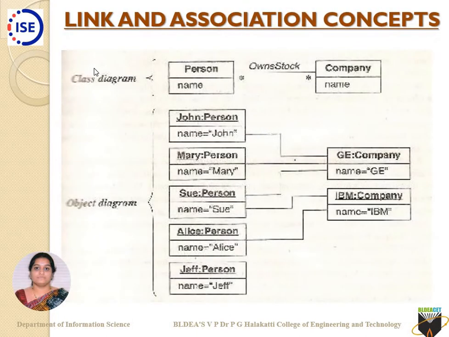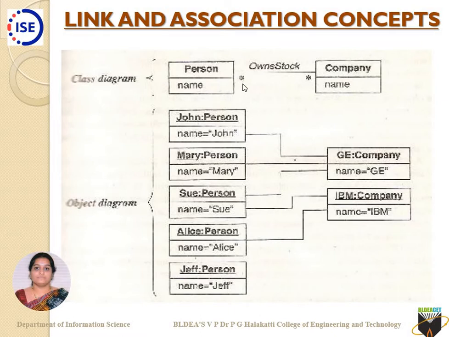Here if I have this set of things, you can just see. This is my first class called person, with an attribute called name. One more class I have is company, and the attribute under that is name. I have a link, or an association, here which shows a relationship between this class and this class. What is that relationship? Person owns a stock in a company. For example, if XYZ is a person, he owns a stock in a company called Infosys. This is an example of a class diagram.